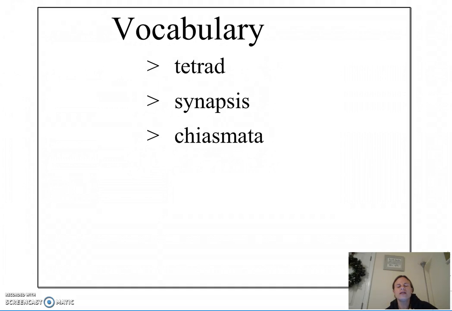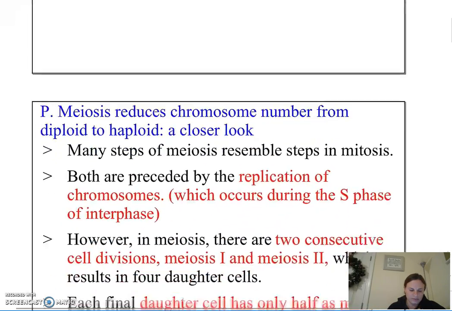My suggestion, if you have not yet watched the vocabulary review video, do that first and then watch this video. The understanding of those vocabulary words is important to understanding the stages of meiosis. Now, throughout the stages of meiosis, there are 3 vocabulary words that we haven't been introduced to yet: tetrad, synapsis, and chiasmata. So let's jump in.